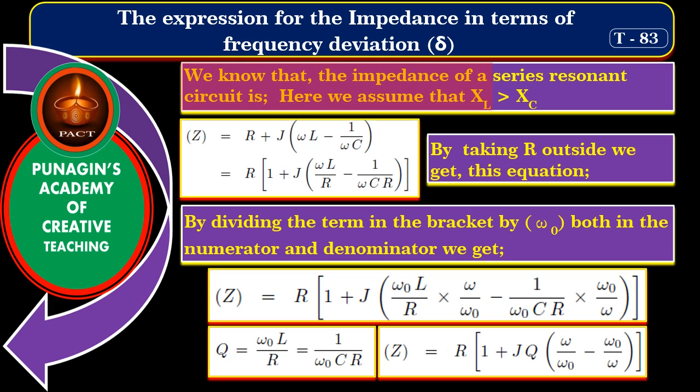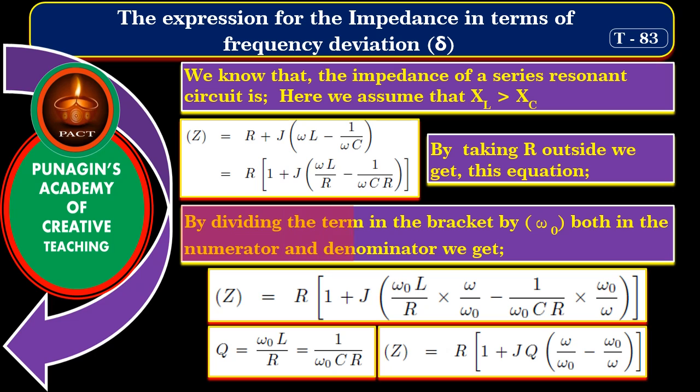We know that the impedance of a series resonant circuit Z is equal to R plus j into bracket omega L minus 1 upon omega C. Here, we assume that XL is greater than XC. By taking R outside, we get Z is equal to R into bracket 1 plus j into bracket omega L by R minus 1 divided by omega CR.